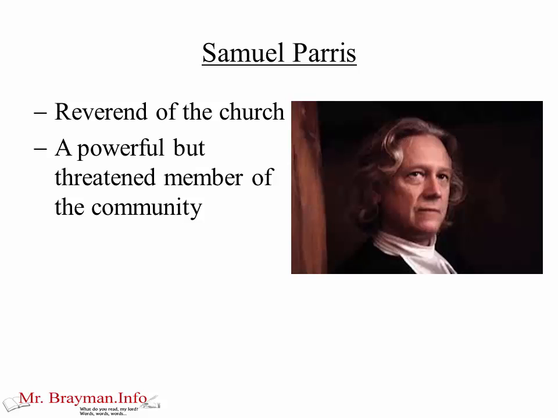All right, so the first character I want to look at is Samuel Parris. He's the reverend of the church. He's a very powerful member of the community, but he's threatened by certain factions, and so because of that, he's very nervous, and he's a very political figure.